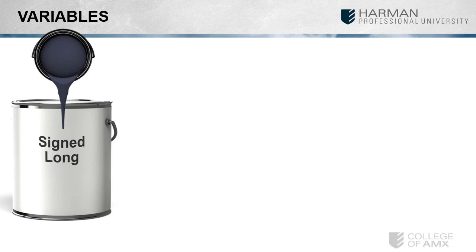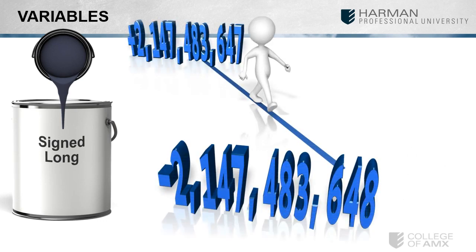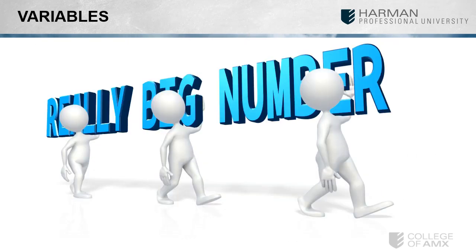S-long, which is short for signed long, is a data type used to store signed integer values that are too large for the S integer data type to contain. This data type can store signed 32-bit integer values in the range of negative 2,147,483,648 to 2,147,483,647. The S-long data type is also for very big numbers, but this can track positive or negative large numbers.